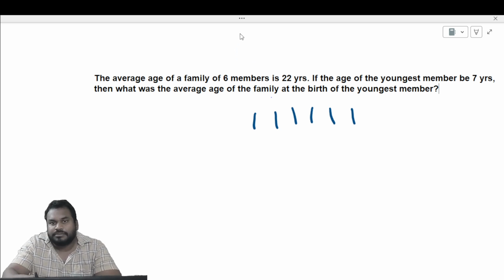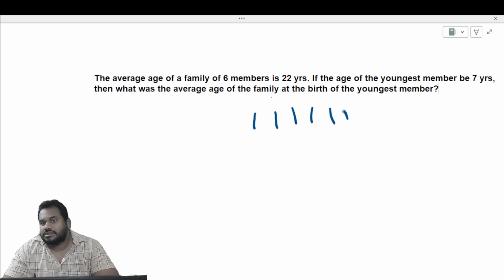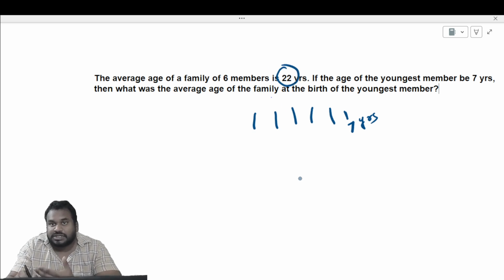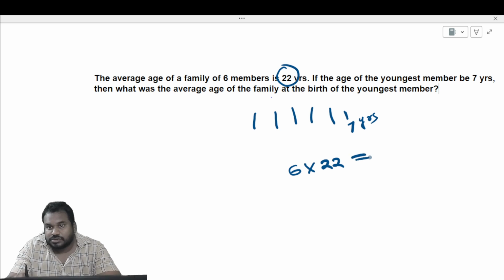Among them, there is a youngest small person. The age of the youngest member is 7 years. Now he is having 7 years. When he is having 7 years, their average is nothing but 22. So what is the total age, including all the 6 members? This is nothing but 6 into 22.